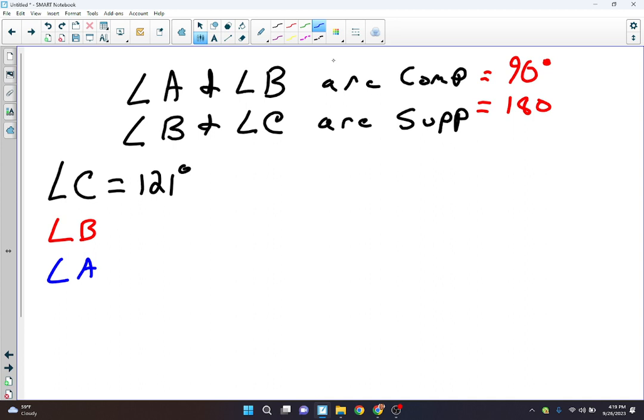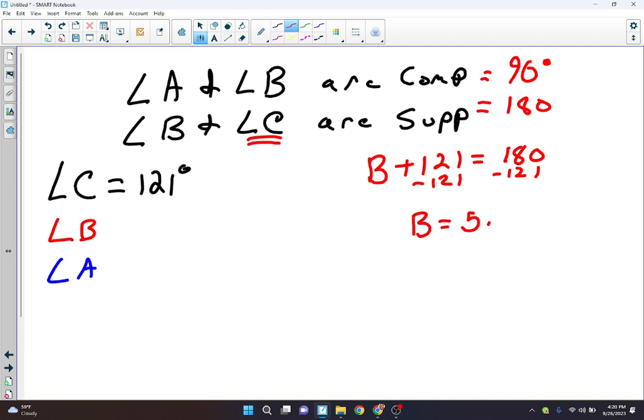First one, I know angle C and angle B together equal 180. So I know B plus 121 should equal 180, which means I subtract 121 on both sides. B equals 59. I know. I just want to make sure everyone knows. Now that I found out what B was, I need to figure out what A is. So I know A plus 59 equals 90.